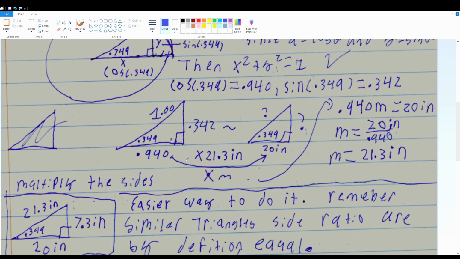And so we need to multiply it by some number, let's say m, such that 0.940 is equal to 20 inches. And all the other ones will be multiplied. One will be m, and this will be 0.342 m. And so to do that, we know that 0.940 times m is equal to 20 inches.